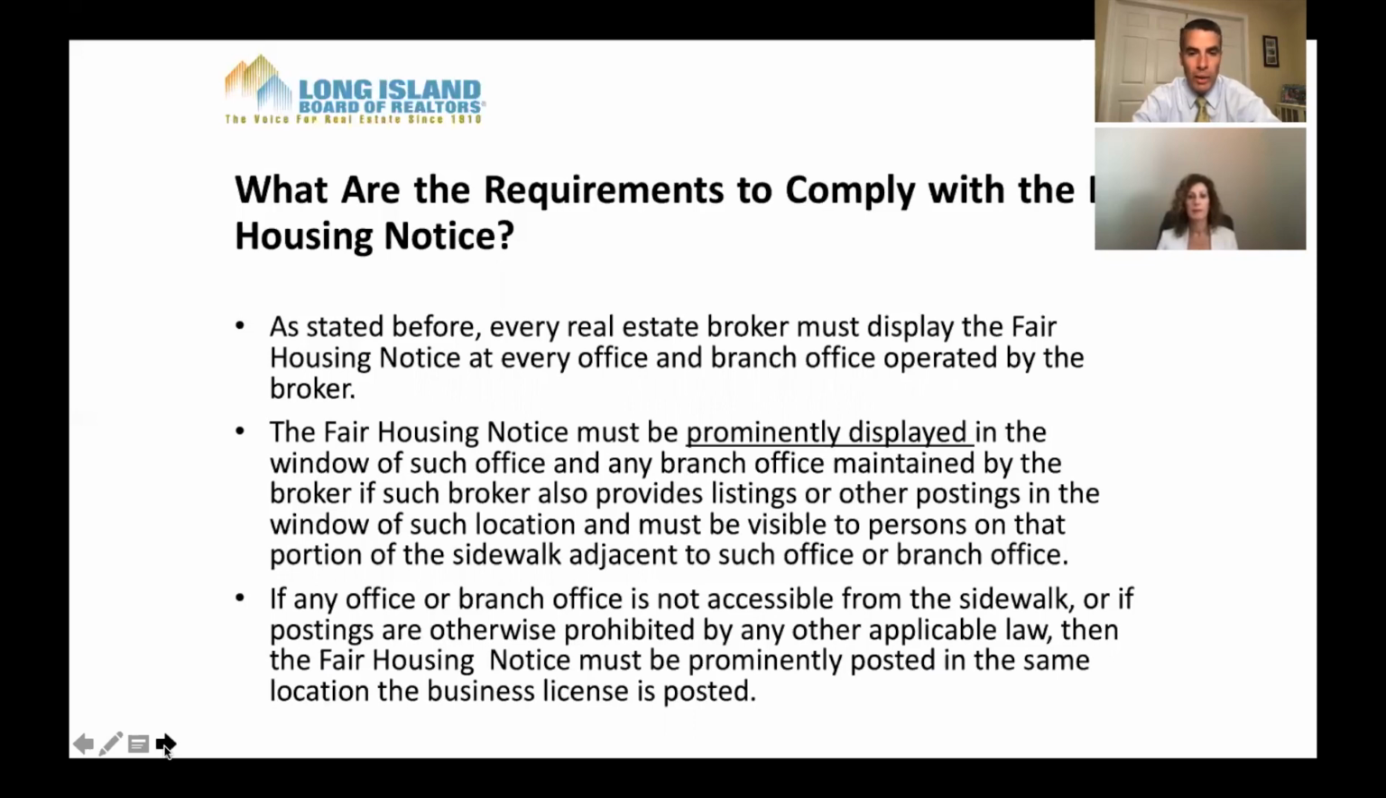If any office or branch office is not accessible from the sidewalk, or if postings are otherwise prohibited by any other applicable law, then the Fair Housing Notice must be prominently posted in the same location the business license is posted.